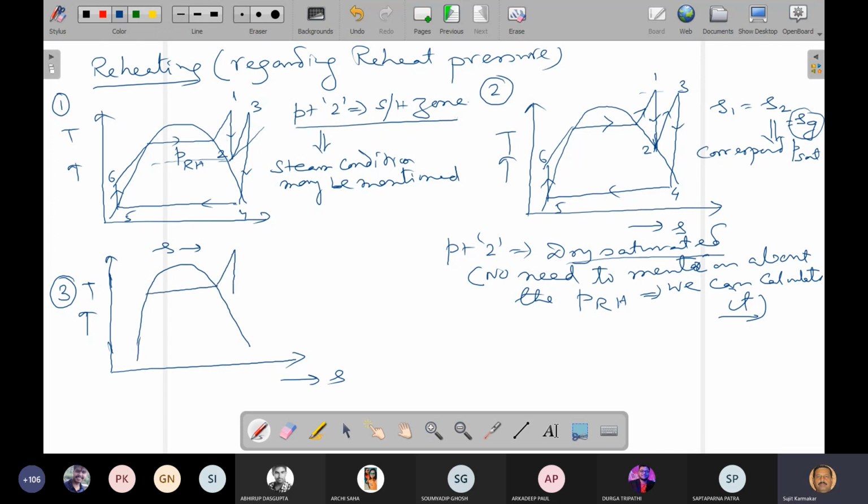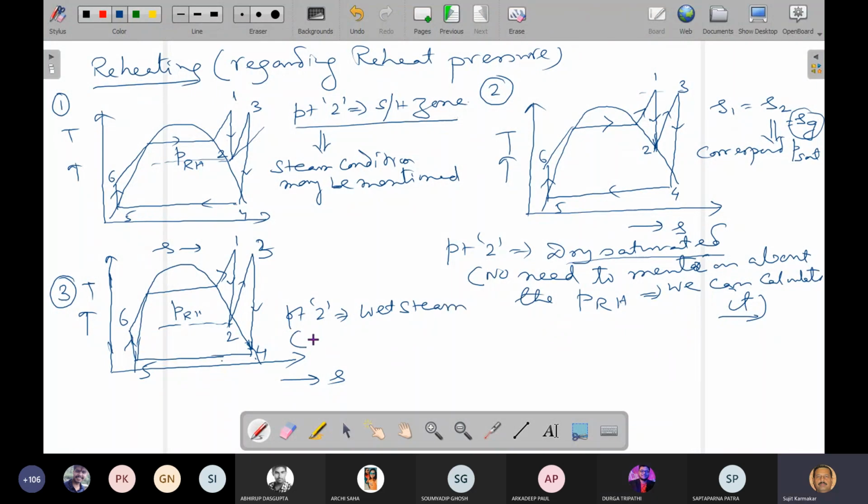So it will be expanded. Now it has entered inside, then it is going to expand, and you can find that it is coming here. So this is one. Now here we have to find this pressure, the reheat pressure, P reheat. Points 1, 2, 3, 4, then 5, 6. So in this case, point number 2, it is in which state? It is wet steam.